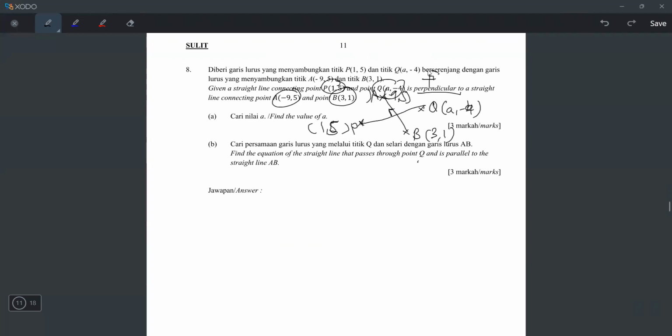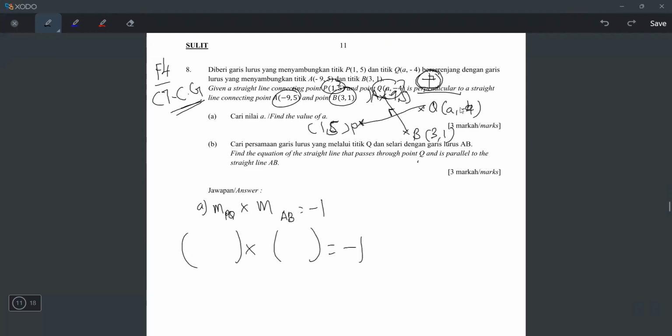How to do? So we all know that whenever you see this word perpendicular, you have to think about what formula. Okay, first of all, what chapter? Form 4 chapter 6 or 7? Chapter 7, right? I think it's 7, yeah. Coordinate geometry. Okay. So the moment you see this perpendicular, you should think about this formula, right? m1 times m2 equals negative 1. So for this case, it will be gradient of PQ times gradient of AB equals negative 1 because they're perpendicular.